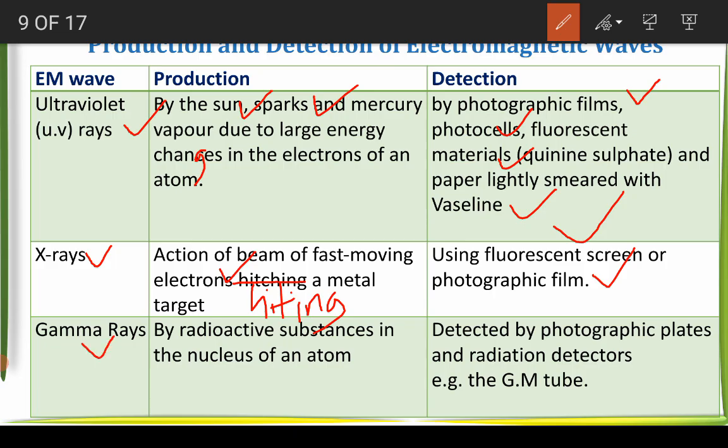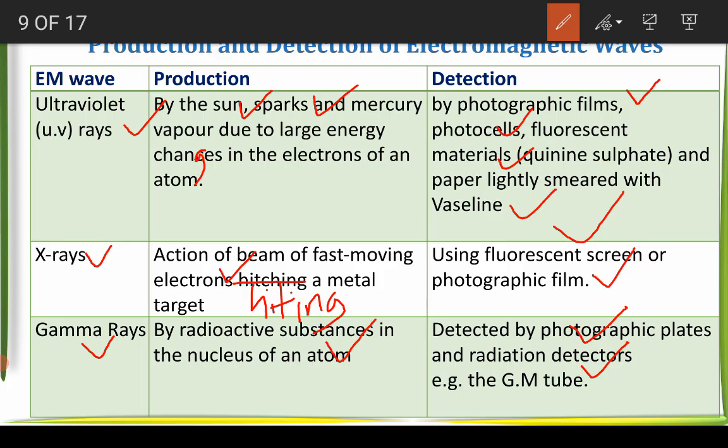Then you have gamma rays. Gamma rays are produced by radioactive substances. It's one of the radioactive radiations, apart from beta and alpha. Notice that gamma rays are rays, they are not particles. These are produced by radioactive substances in the nucleus of an atom. They can be detected by photographic plates and radiation detectors. An example is the GM tube, which you are going to discuss in a topic called radioactivity.